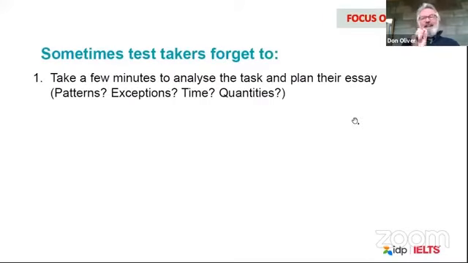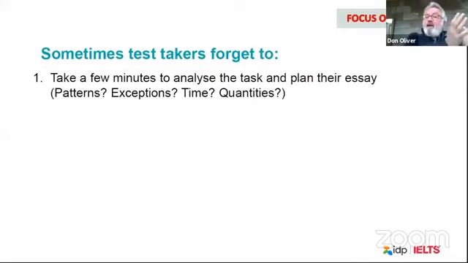Sometimes people who do the academic task 1 writing forget important things. And these things are that they forget to actually understand at the outset, at the beginning, what the task is. They forget to ask those questions that I mentioned earlier on. What are the patterns? What are the exceptions? What is the time that this information is talking about?